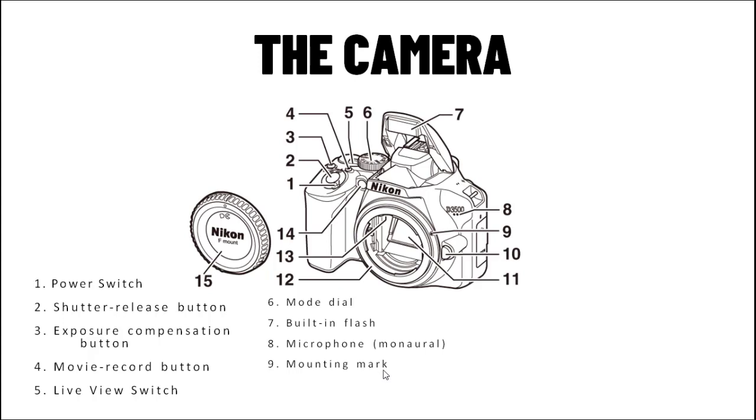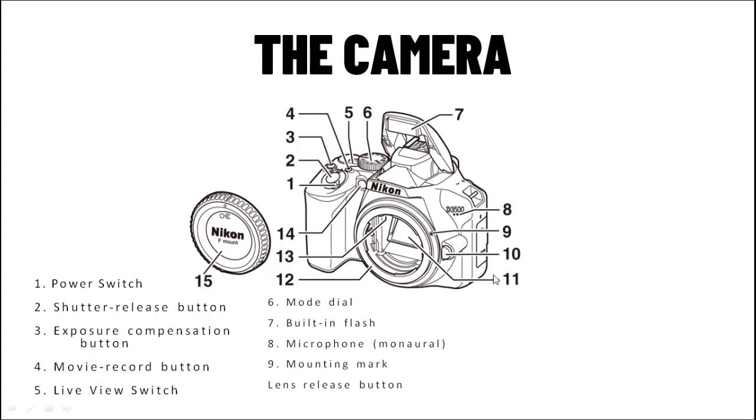Number 9 is the mounting mark. This mark is going to be also on your lens. When you're mounting your lens, the mounting mark on the lens and on the camera body must align together for the lens to be able to go into the camera. If it doesn't align, it cannot go into the camera. Some are red, some are white, so it depends on the color your camera has.